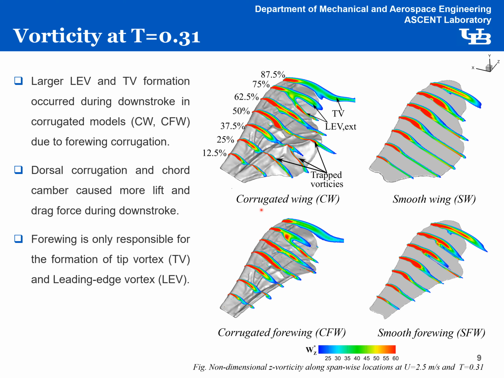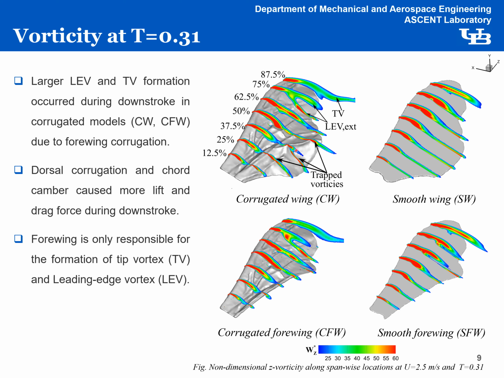If you compare the corrugated wing model and the corrugated forewing model, the size of the tip vortex and the leading edge vortex remain the same in CFW even after the absence of the hind wing, suggesting that the forewing is the part of the wing responsible for the formation of the tip vortex and leading edge vortex.